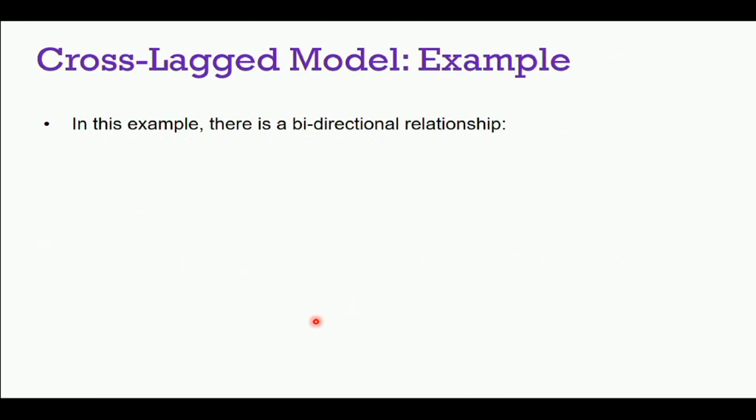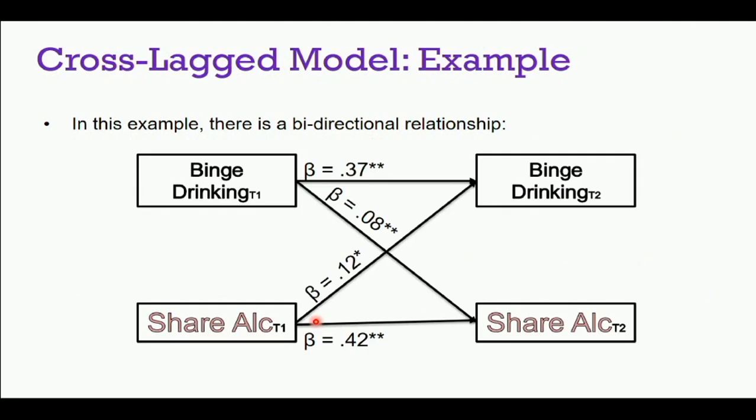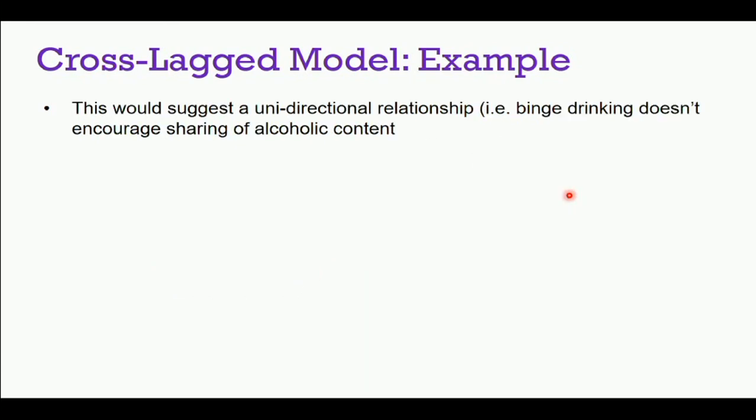So in this example, this was actually taken from the paper. We've got our beta weights here. You can see there's a significant relationship between the DV and the IV, and the IV and the DV. So that would suggest a bidirectional relationship. But this one would suggest a unidirectional relationship.